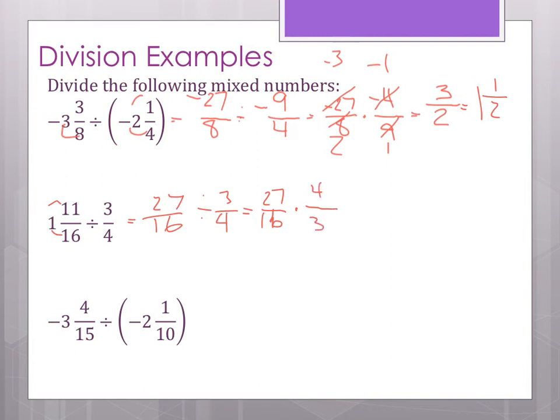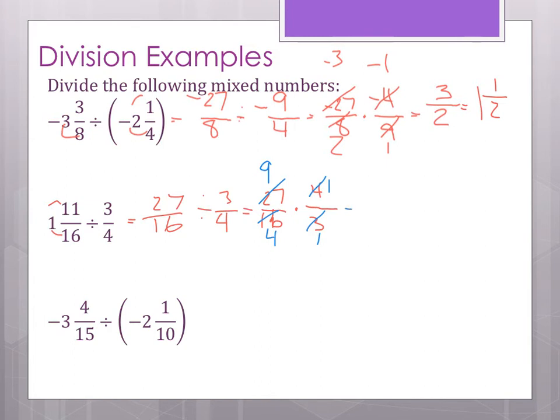Let's cancel out any common factors. 4 and 16 are both divisible by 4. So I'll divide them both by 4. 4 divided by 4 is 1. 16 divided by 4 is 4. And 27 and 3 are both divisible by 3. 3 divided by 3 is 1. And then 27 divided by 3 is 9.